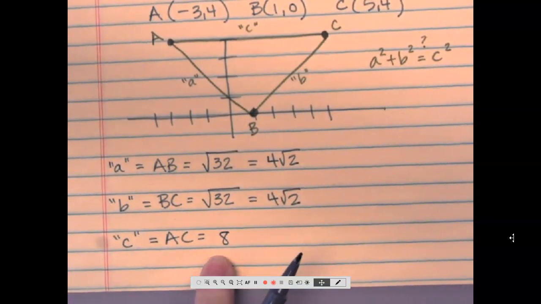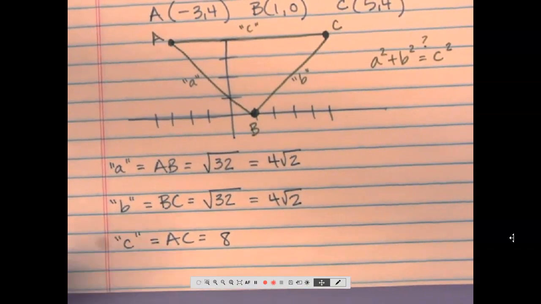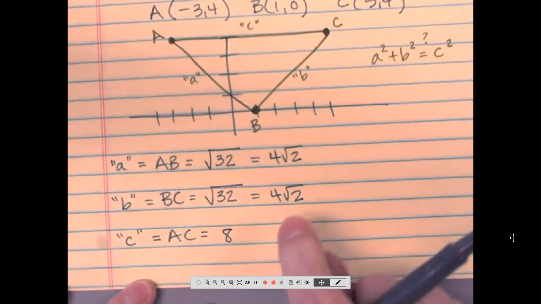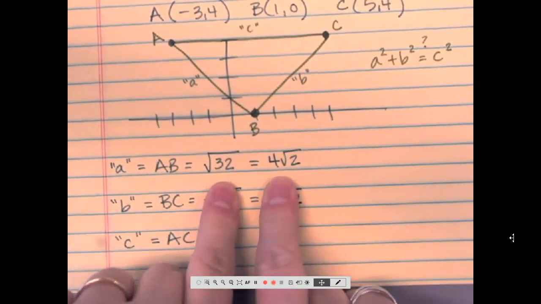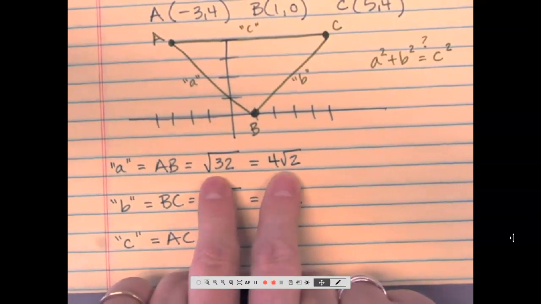Okay, so if it's not right, it is a what kind of triangle? Yeah, it can be right and be isosceles, or it can be obtuse or acute and be isosceles. It's definitely isosceles. Has two congruent sides. Okay, but the question is, does the Pythagorean theorem apply here? If you had to square these lengths, which one would you rather square? Square root 32 or 4 square root of 2?